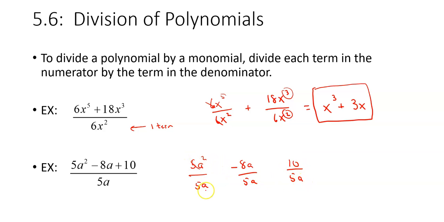Now, in the first one, the 5 cancels top and bottom. A squared on the top, a on the bottom, leaves me with just an a. Over here, an a cancels top and bottom, and I'm left with just negative 8/5. The third term, I can take a 5 out of top and bottom, but that leaves me with a 2 on the top and an a on the bottom. So I can leave my answer like this. If the question said to write it without any variables in the denominator, then I could write it as 2a to the negative first.